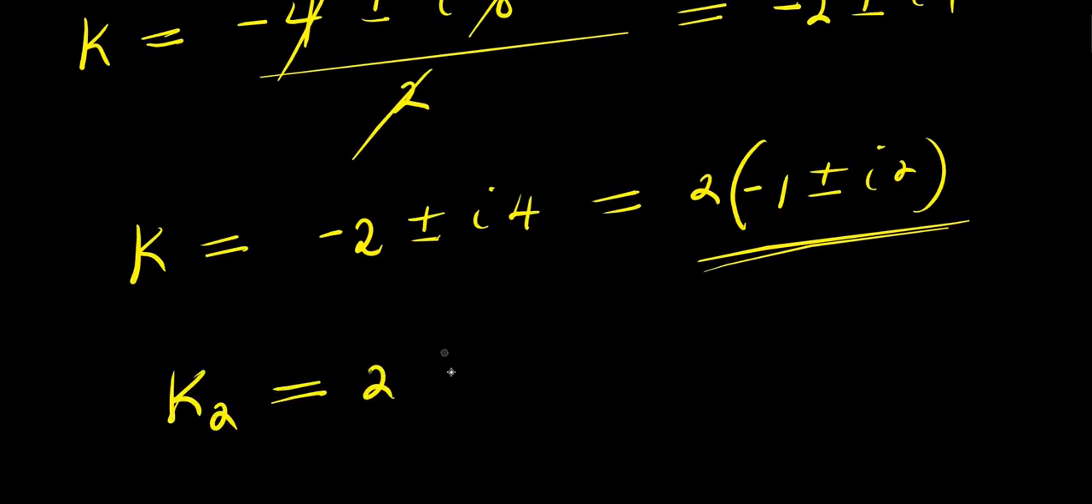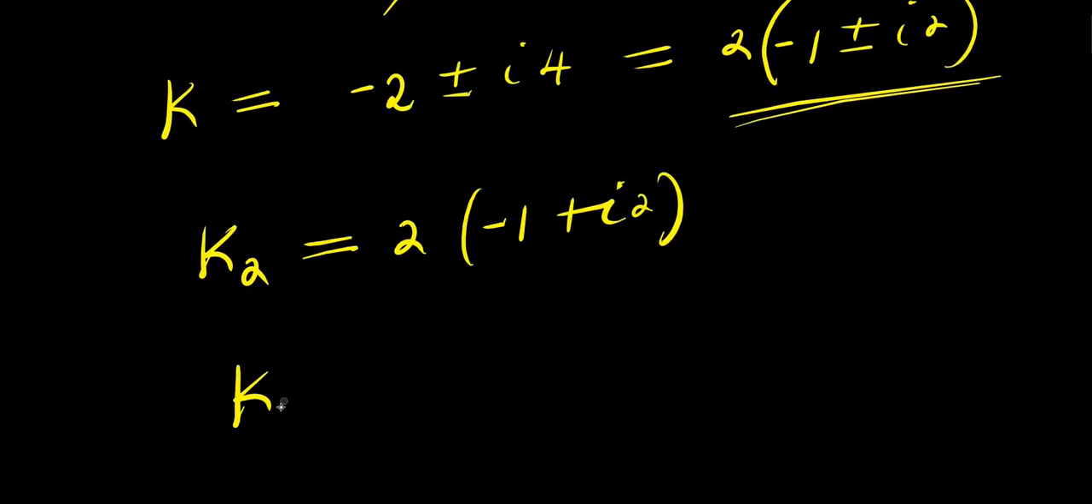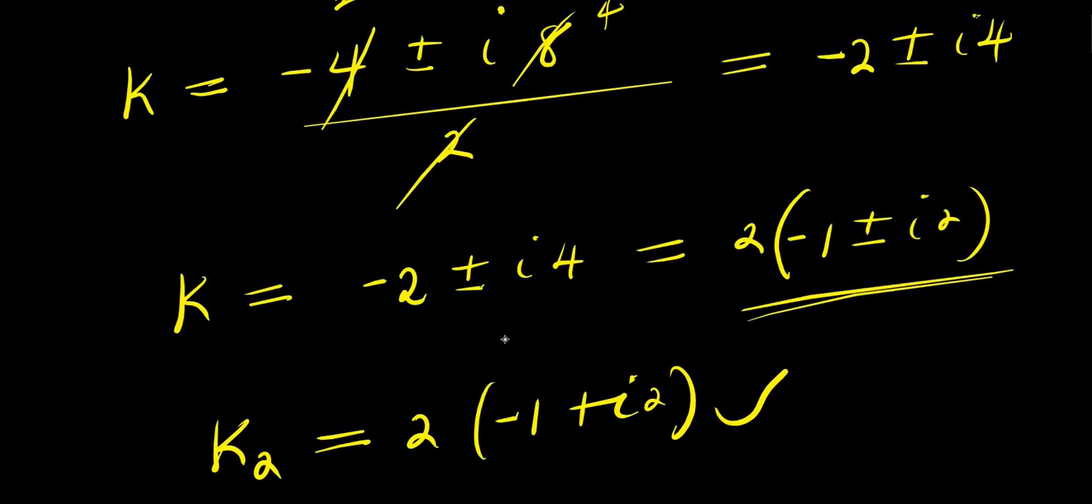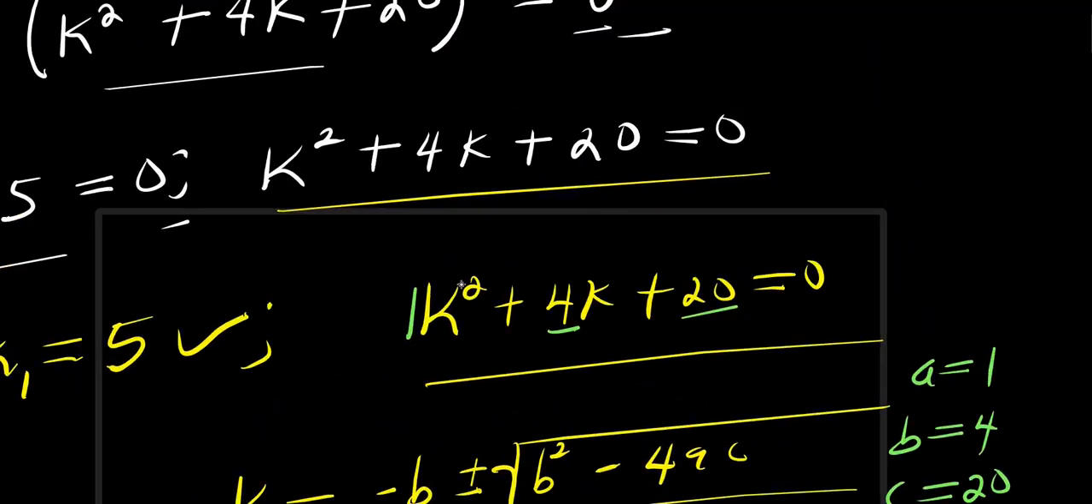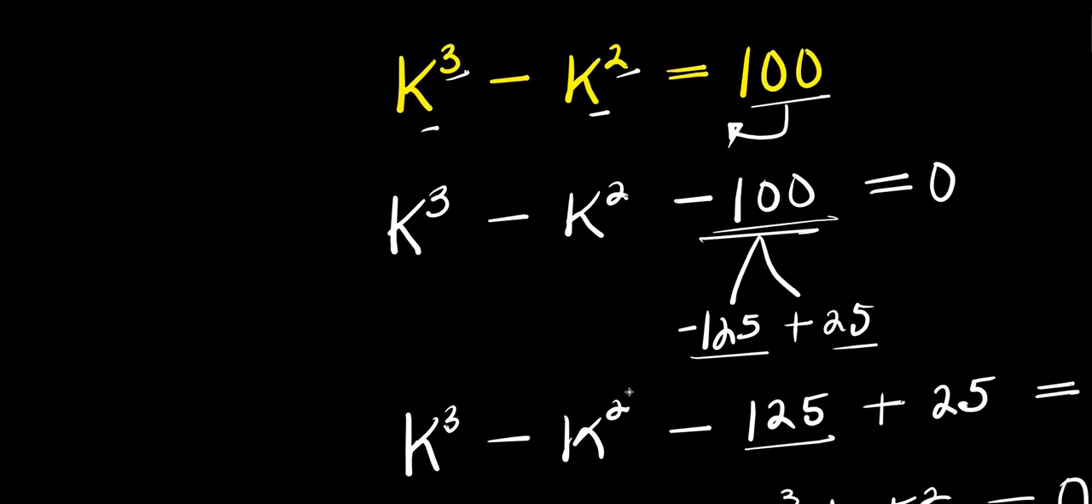So k2 is 2 times negative 1 plus i times 2. K3 is 2 times negative 1 minus i times 2. These are the two complex values for k. We also have one real value for k, which is 5. You can verify with the real value.